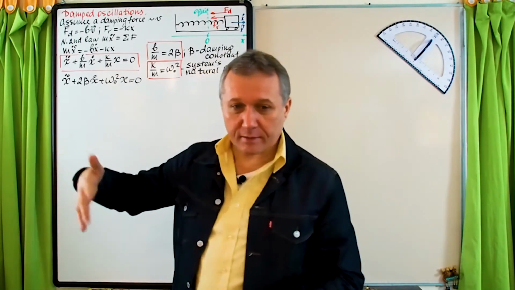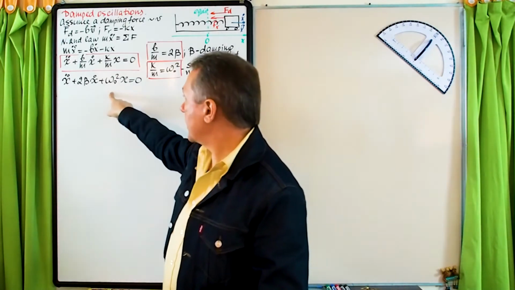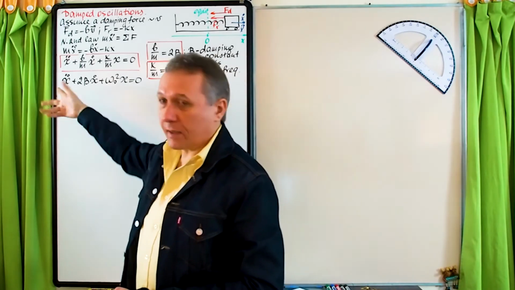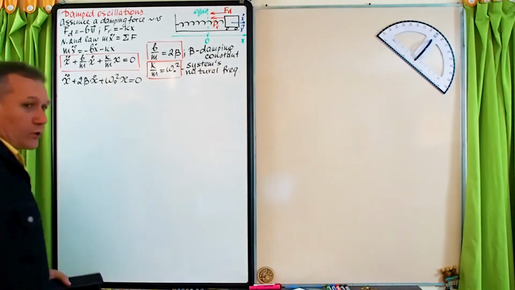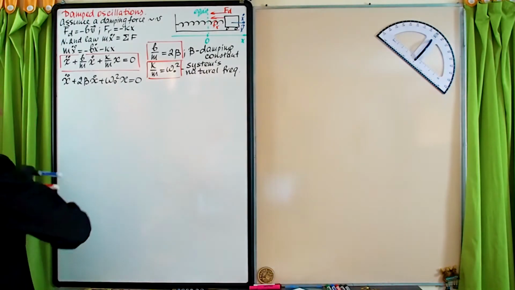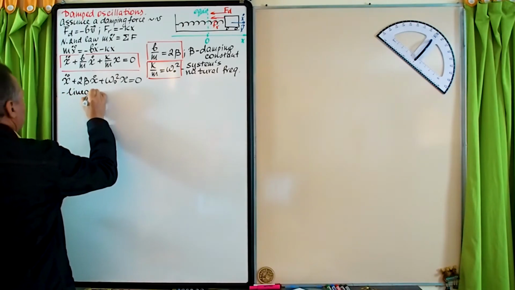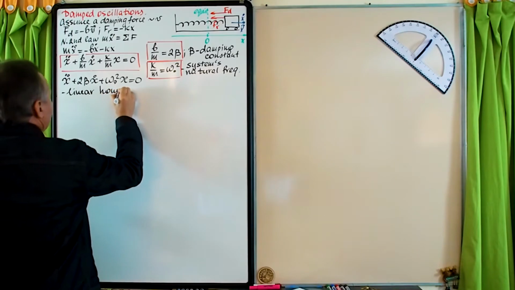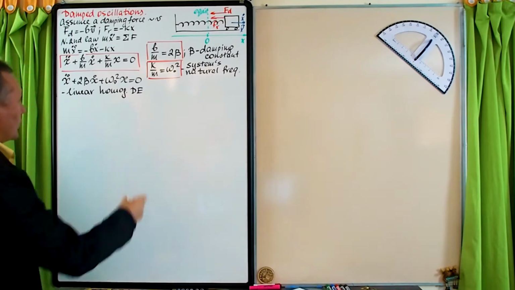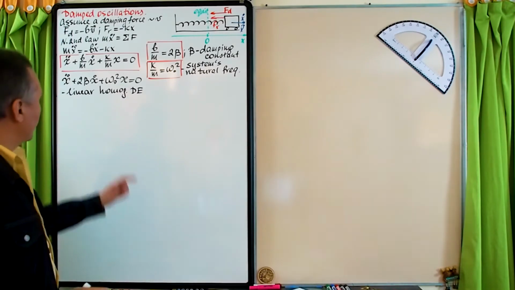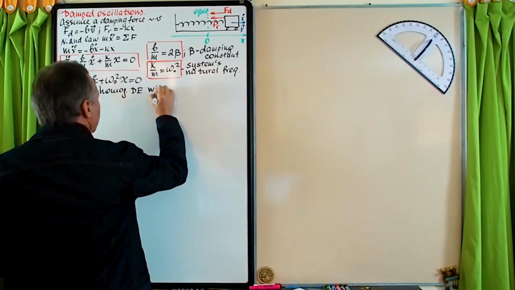Each term has an x: x next to omega, x next to x dot, and x double dot. The x's are everywhere, so no free terms, and it's still homogeneous. Let me write: it's still a linear, homogeneous differential equation, second order, and still with constant coefficients, because all these are constants.